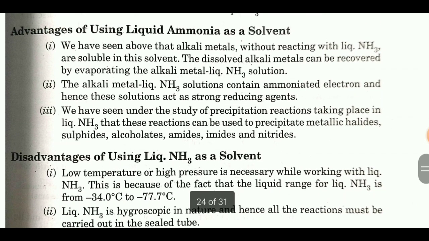Advantages of using liquid ammonia as a solvent. First, we have seen above that alkali metals, without reacting with liquid ammonia, are soluble in this compound. This dissolved alkali metal can be recovered by evaporating the alkali metal liquid ammonia solution. Second, the alkali metal liquid ammonia solution contains ammoniated electrons and hence these solutions act as strong reducing agents.